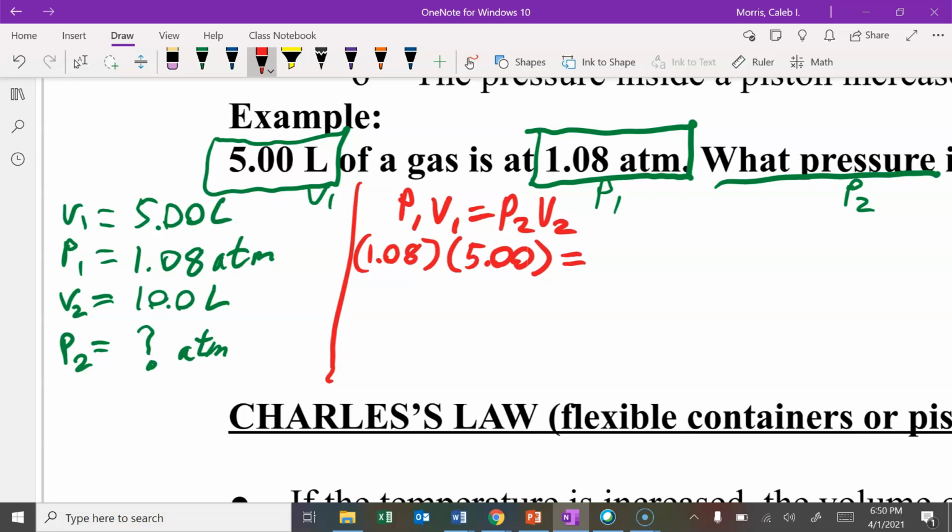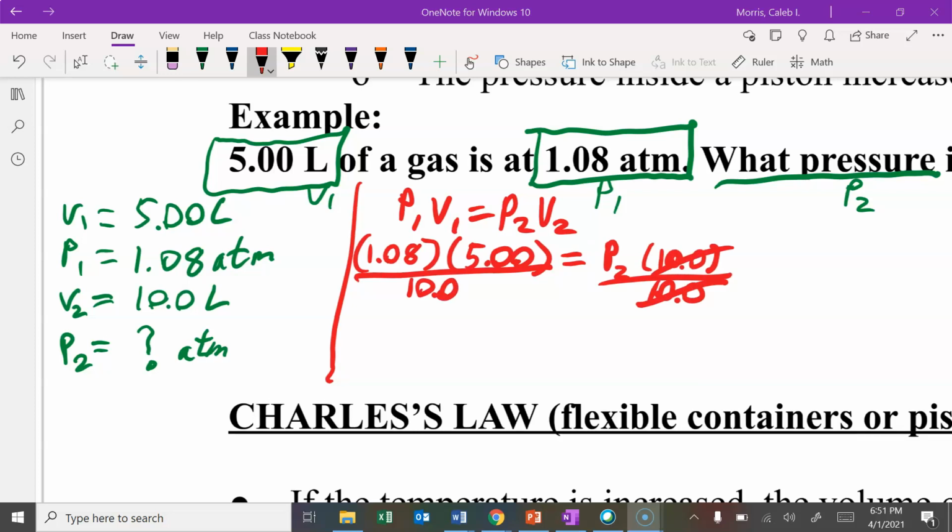P2 is what I'm looking for. Since I don't know it, I'm just going to leave it as P2. And then V2 is 10.0 liters. So just 10.0 works. And then what we want to do is rearrange to solve for P2 just like we were solving for X. I'm going to divide both sides by 10.0. When I do that, that cancels out.